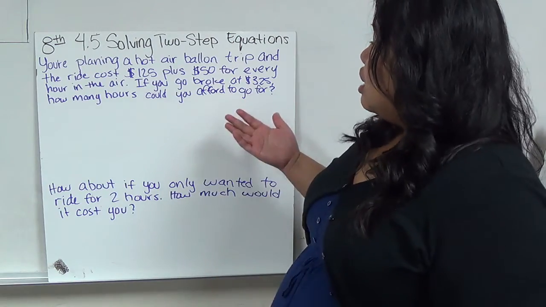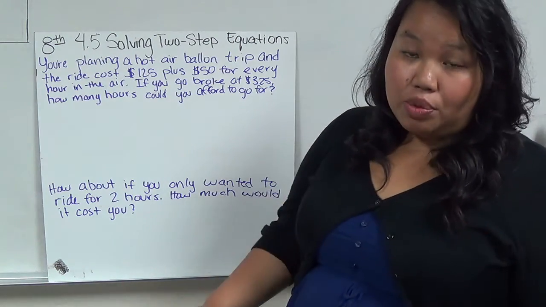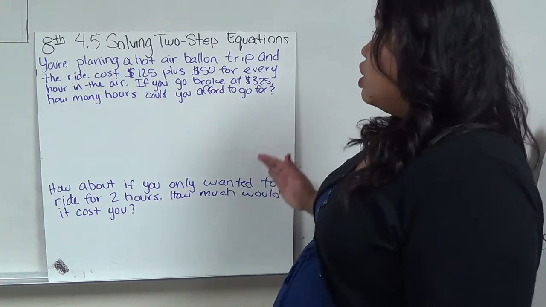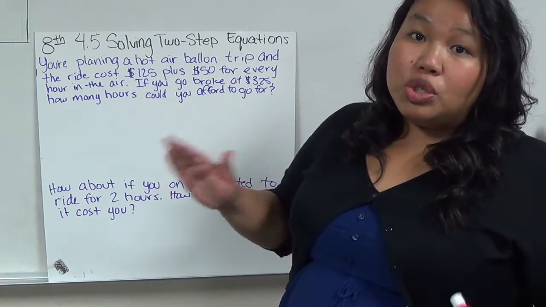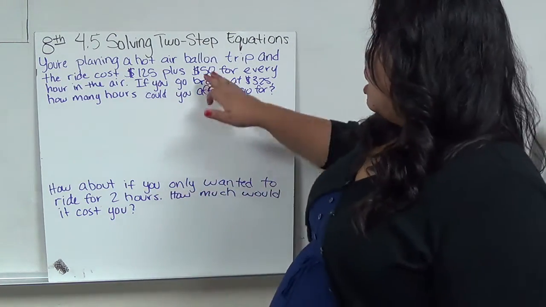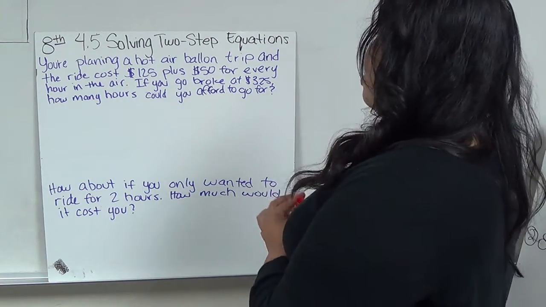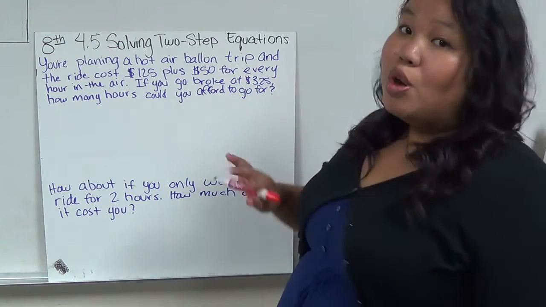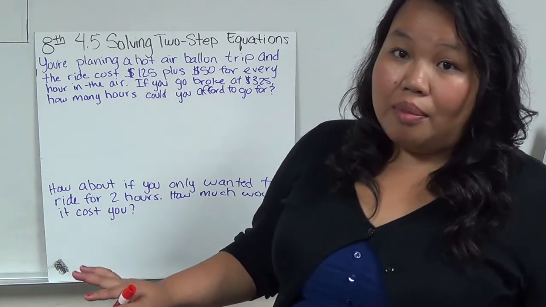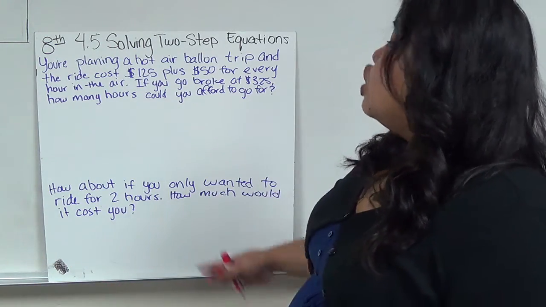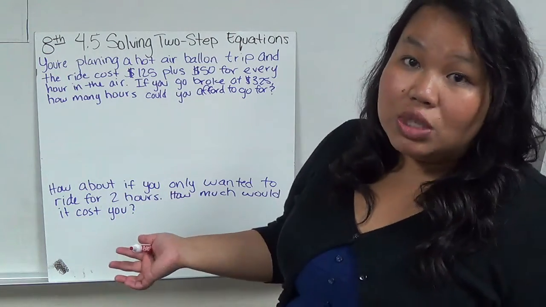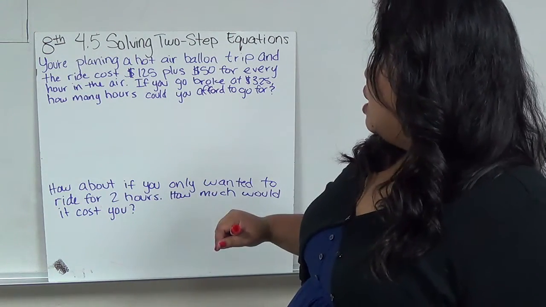So in this case, you have $125 you have to pay no matter what for the hot air balloon. But also, it matters how long you and your friends want to stay in the air. It's going to cost $50 for every hour. So let's say that you go broke at $325. The most that your friends can spend is $325. So how many hours could we spend by doing this?